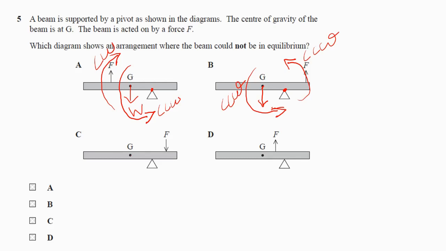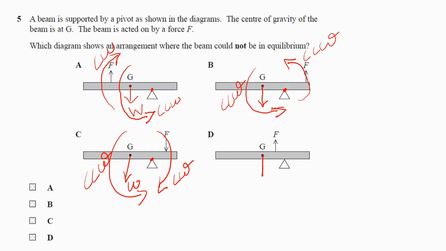In the third case, the weight is acting vertically downward at the center of gravity, and the moment due to the weight about the pivotal point acts in the counterclockwise direction, and the moment due to the applied force about the pivotal point is in the clockwise direction. Since the directions of the moments are opposite, if their magnitudes are equal, then the system could be in equilibrium. Then what about the fourth case?